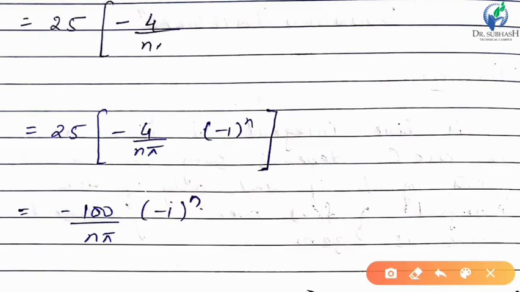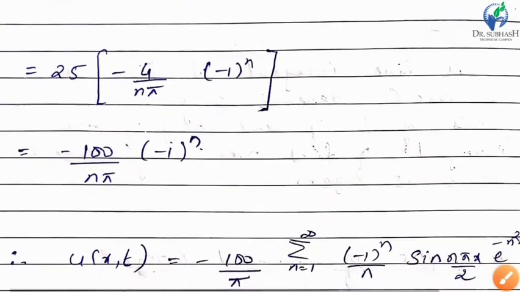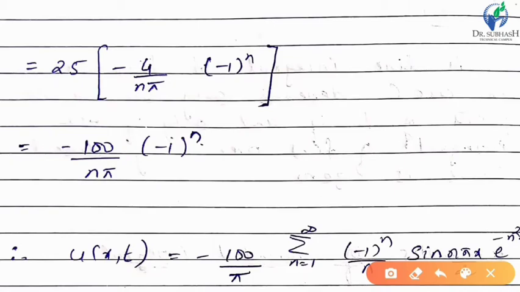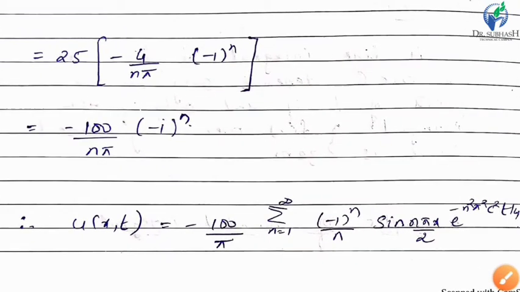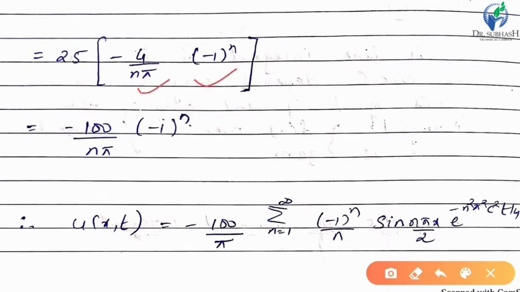So here I will get (25) into minus 4 by n pi minus 1 raised to n. Cos n pi is minus 1 raised to n. So this will become minus 100 upon n pi minus 1 raised to n.